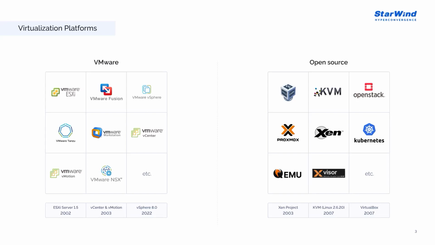Now, parallel to VMware developments, a number of open source platforms were also beginning to come about. And these are softwares such as OpenStack, Proxmox, Zen, KVM, Kubernetes, VirtualBox, etc. There are, of course, different types of virtualization, not without some overlap, such as network virtualization, application virtualization, server virtualization, storage virtualization, and desktop virtualization.